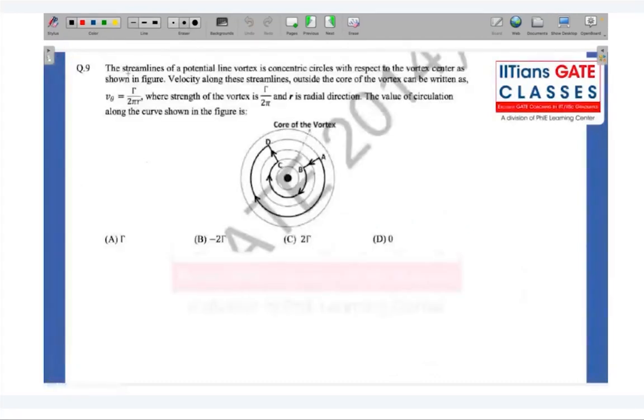The streamlines of a potential line vortex in concentric circles with respect to the vortex center are shown in the figure. Velocity along these streamlines outside the core of the vortex can be written as v theta equals gamma by 2 pi r. The strength of the vortex is gamma; by 2 pi r is in the radial direction. Value of circulation along the curve shown in the figure.